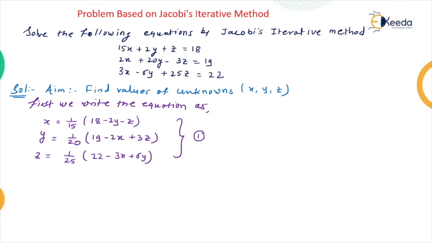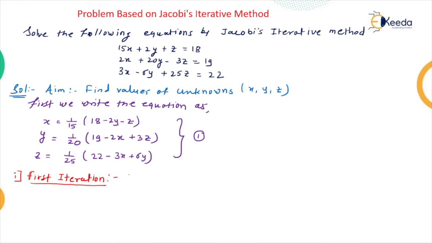So let's see how to take the iterations, guys. Taking the first iteration: in your given question the system of linear equations is given, and first you have to write the values of x, y, z, and after that take the first iteration. Let's see how to take the first iteration.